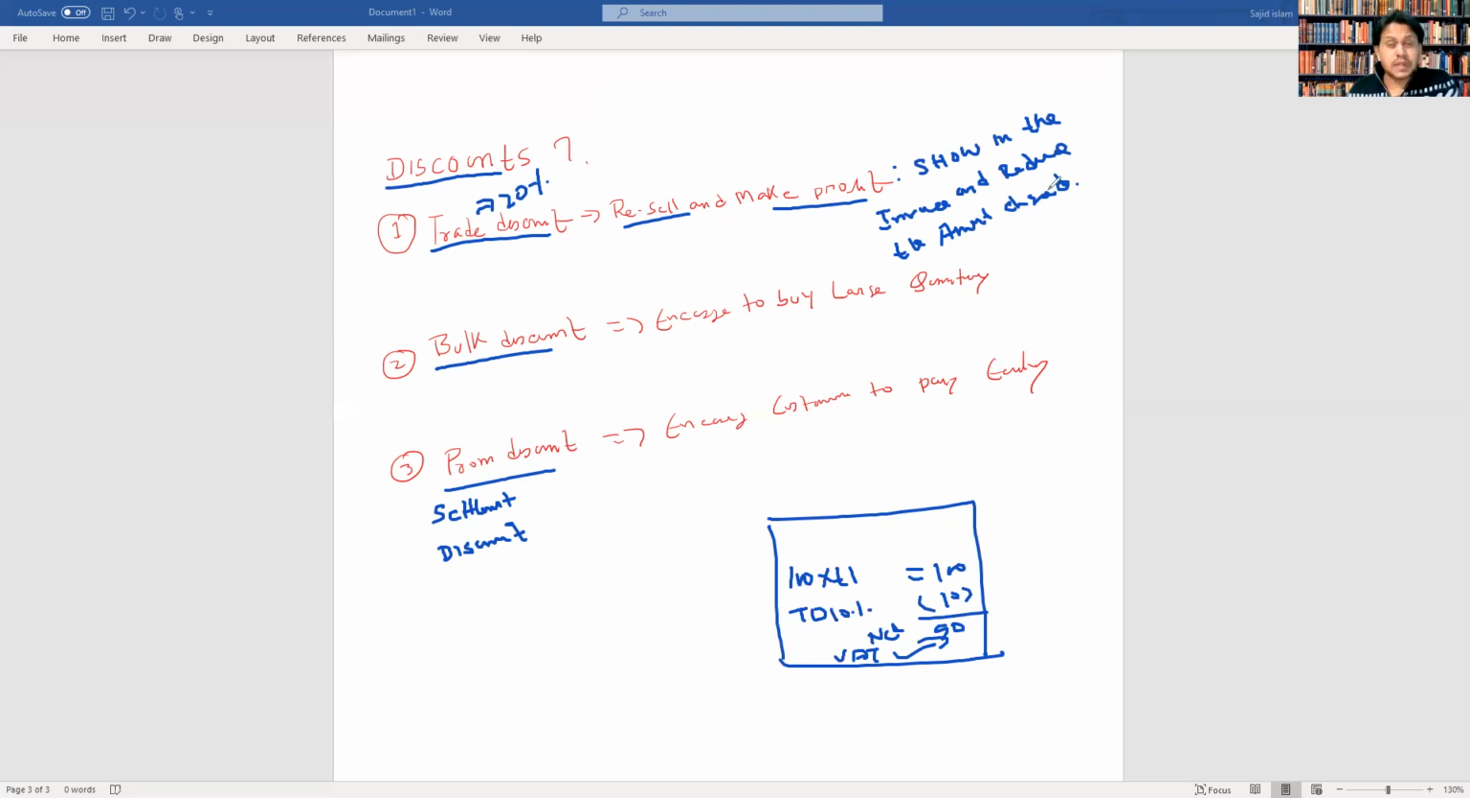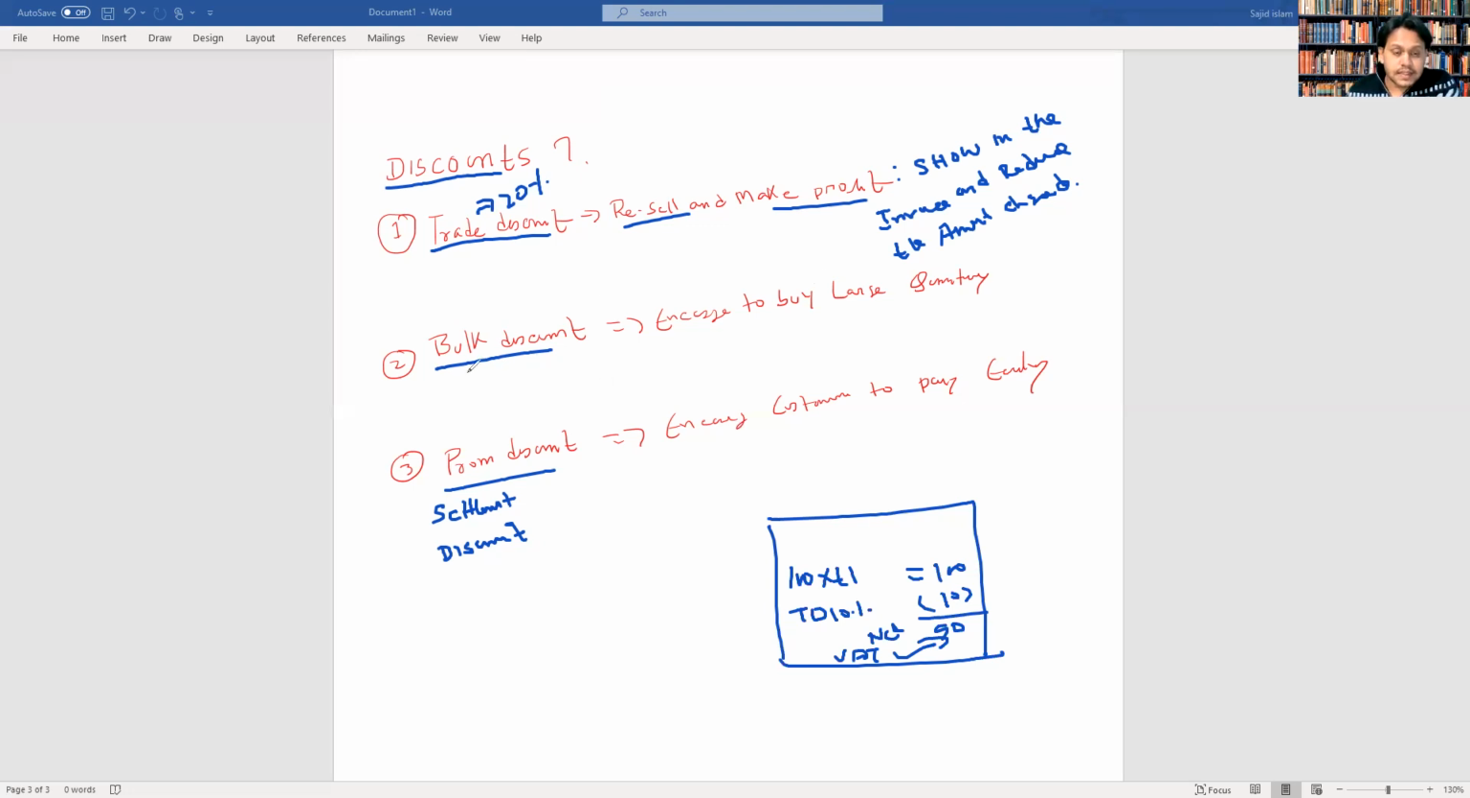showing on the invoice. Sometimes the question will come, which discount will show in the invoice, or does it increase the amount or decrease the amount? So remember that trade discount is always shown on the invoice, and it will reduce the amount charged to the customer, and it is given to make profit by reselling the product.